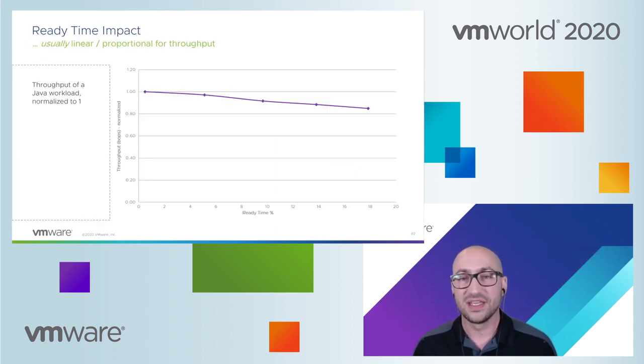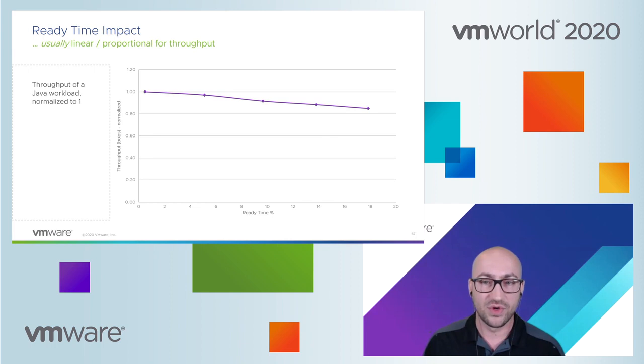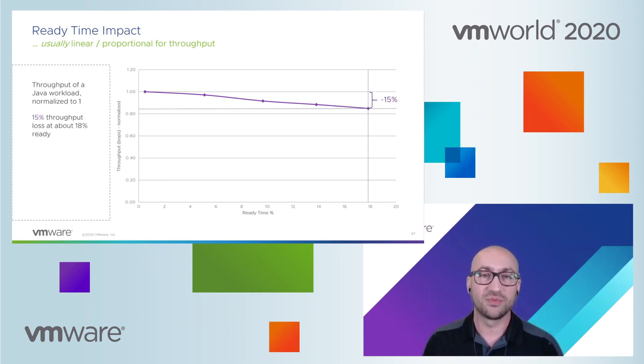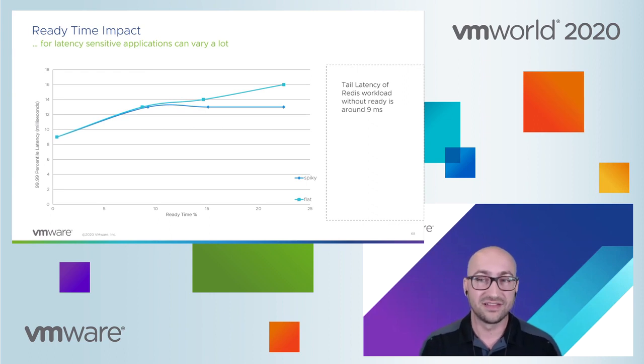This year is a Java workload, and it's normalized to 1. And what we're seeing here is a fairly linear drop in throughput. So we have approximately 18% ready, and we're dropping 15% in throughput. So when you're seeing 5% ready time on a VM, you could be saying, I'm losing 5% of throughput for throughput-based workloads. Now, if you have a workload that is a little bit more latency sensitive, right?